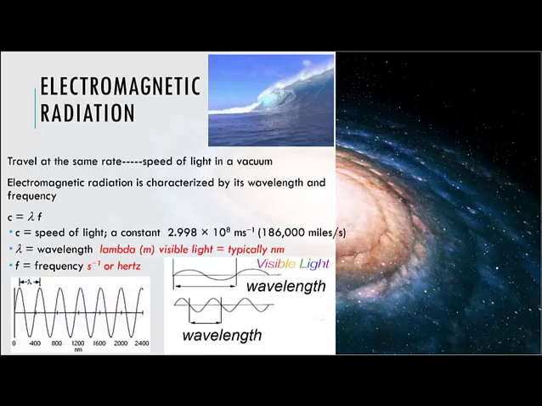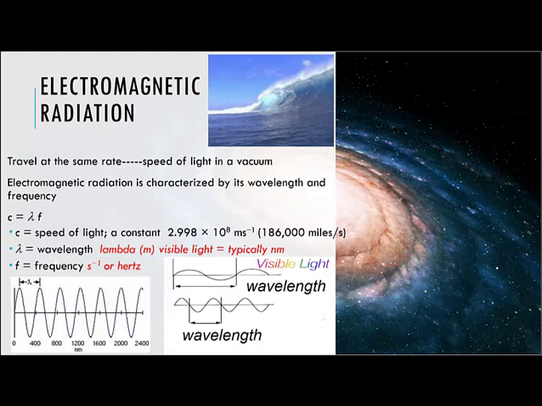Now, electromagnetic radiation is characterized by its wavelength and frequency. The wavelength, this lambda, that's a Greek letter, is defined as the distance between a given point on a wave and the corresponding point in the next cycle of the wave. It's often measured as the distance between successive crests, or the high point of a wave, or between successive troughs, or the low point of the wave.